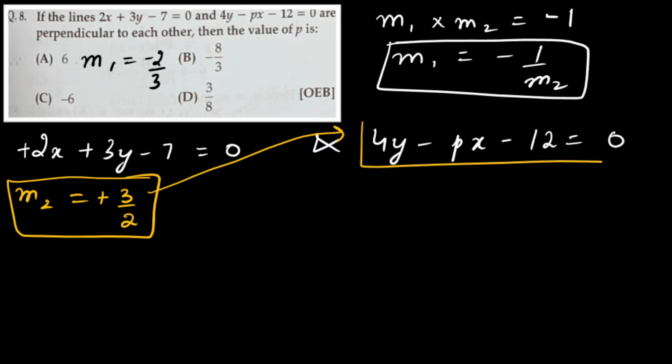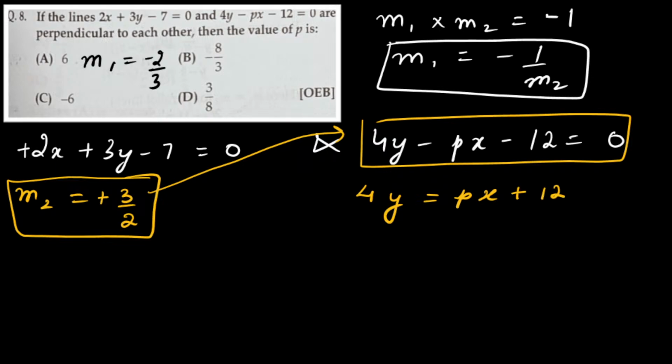So let us first of all convert this equation also into y equals mx plus c form. So 4y is equals to, y will keep on this side, remaining things let's shift to the other side. So minus px when I shift to the other side will become plus px, so I can write px minus 12. When I shift to the other side, it will become plus 12. Now 4 we have to shift. So 4 when I am shifting, it will get divided.